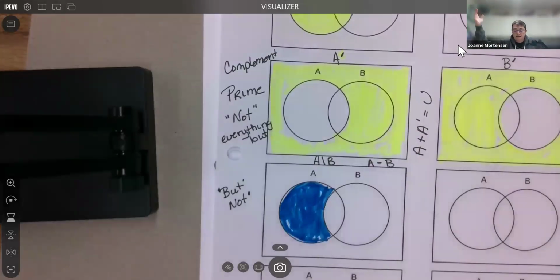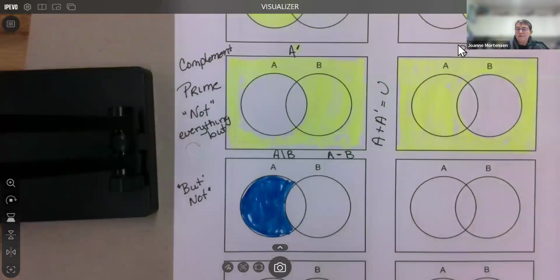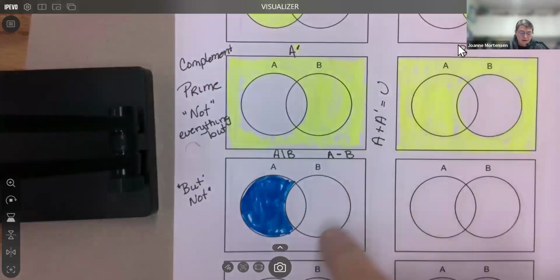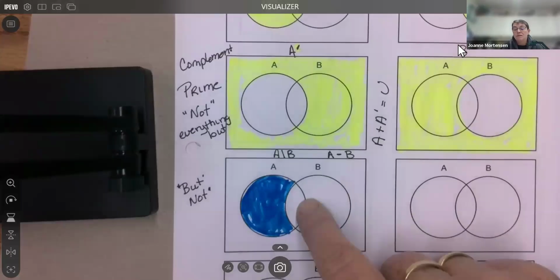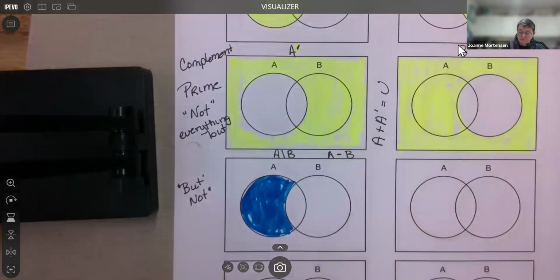Ta-da! All right. So A but not B, or you know what? Maybe this one makes more sense. Think of it as A subtract B. So I've got my whole circle of A, and then I take away the part, don't include the part that's B. It's like a cookie with a little chunk taken out of it.